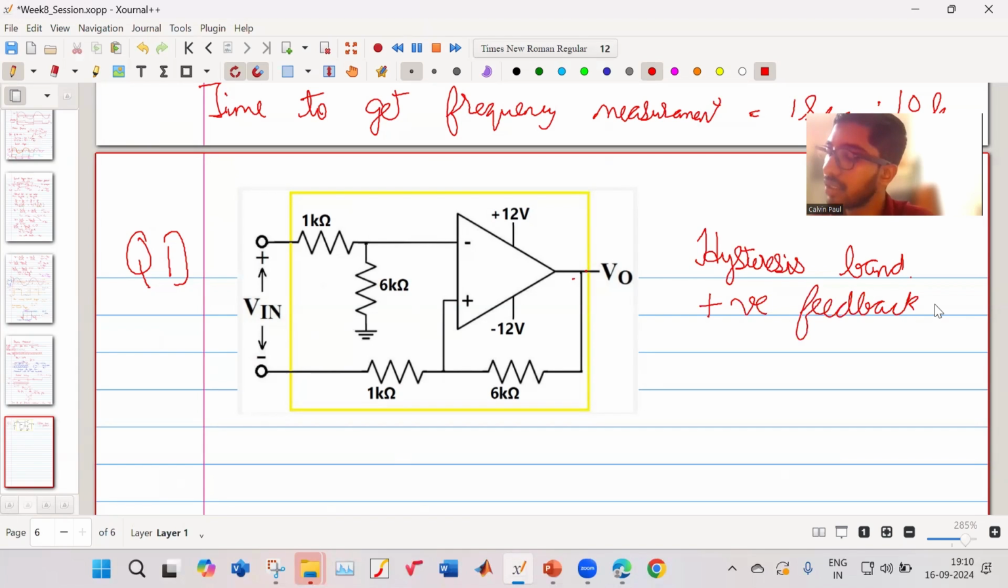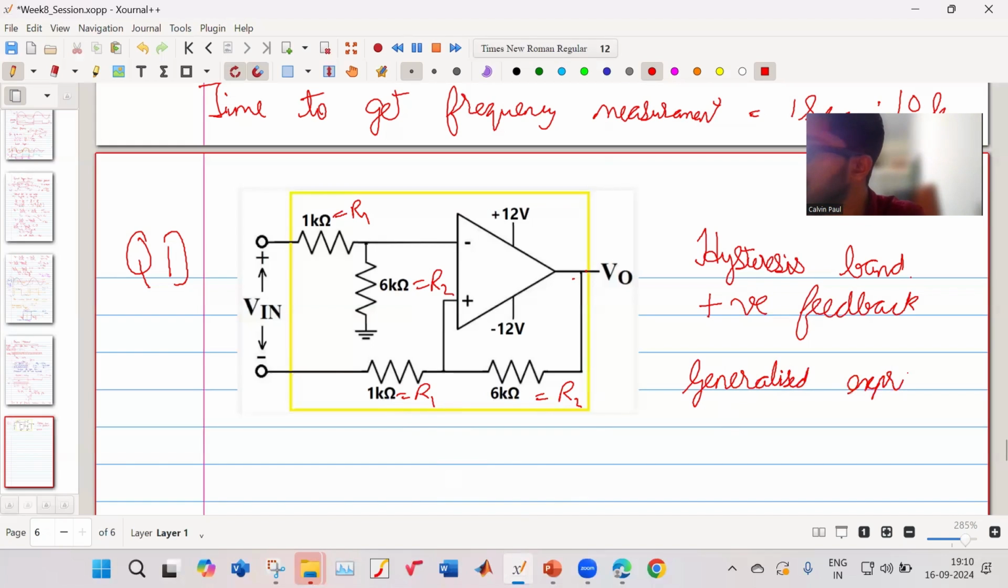Now what I do is, let us say my 1 kilo ohm, I name it R1, this I name it R2, this also I name it R1, this also I name it R2. So what I will get is a generalized expression. I prefer doing this because it helps me understand the circuit, and in case there's some error in a value I take, it is easier to back calculate and check again. That's why I prefer labeling the resistors. It makes it easier for me.